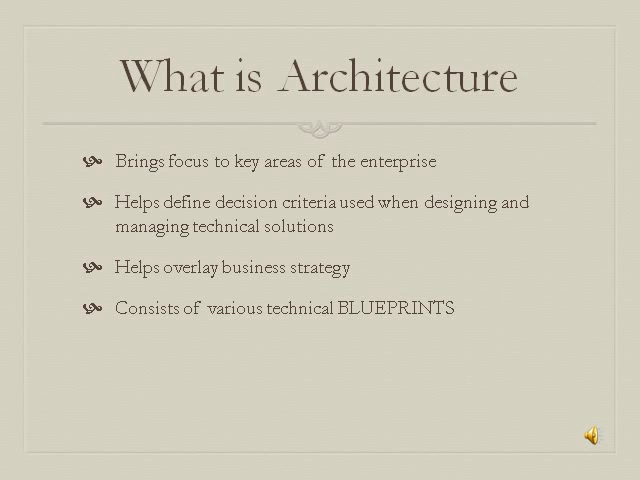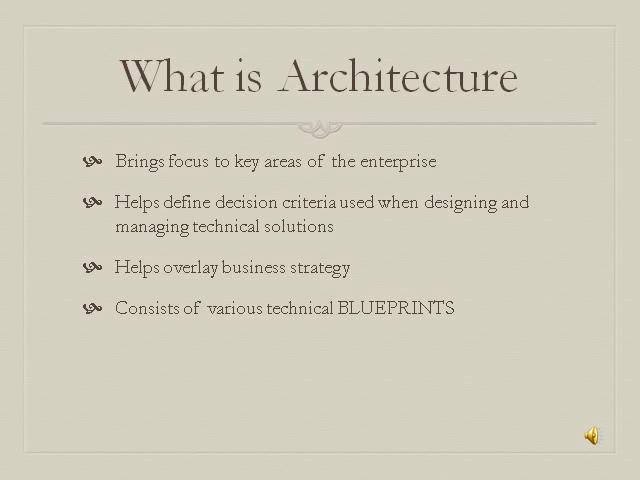So what is architecture? Well, architecture, first of all, is a conceptual model. It does not include all the detailed technology required to implement systems or a network within an organization. What it does do, however, is bring focus to key areas of the enterprise. And as we go through the lecture, you're going to see what those key areas are. It helps define decision criteria used when designing and managing technical solutions. In other words, it helps us to identify risk and business requirements, and then to come up with technical requirements and security requirements to meet the functional or business requirements.